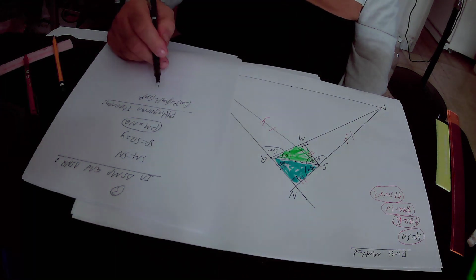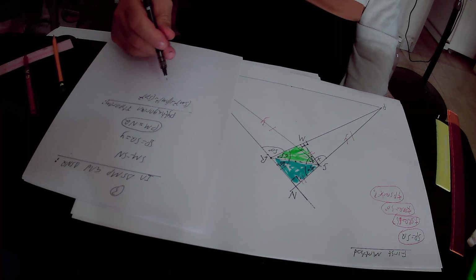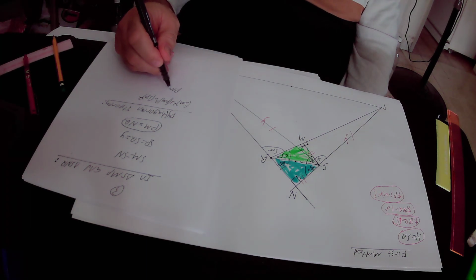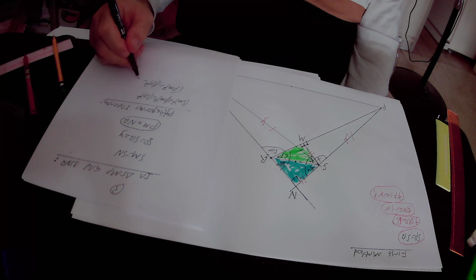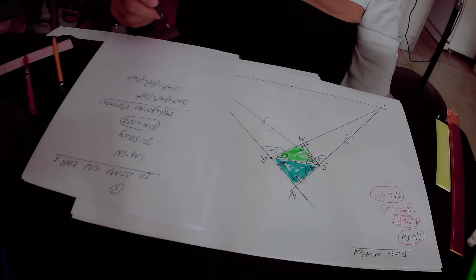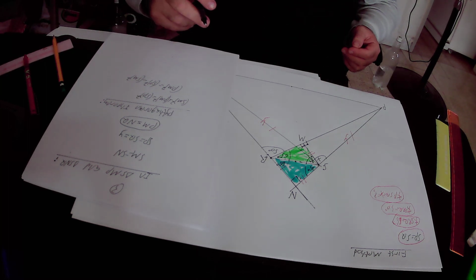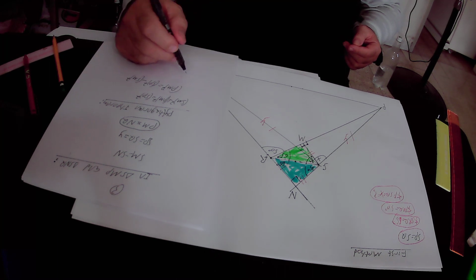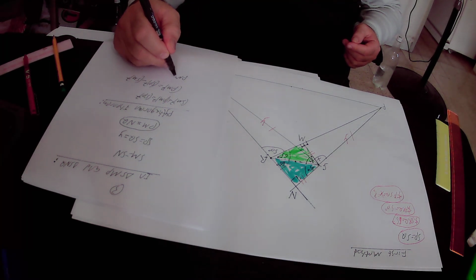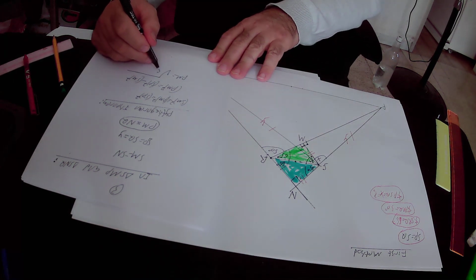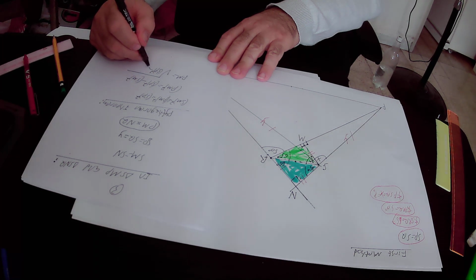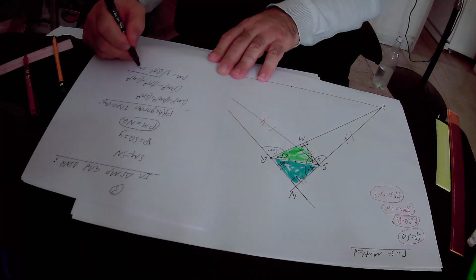Here we will subtract SM square from this equality, and we will get that PM square is equal to SP square minus SM square. So here we will take a root out of this equality, and we will get that PM equals the root of SP square minus SM square.